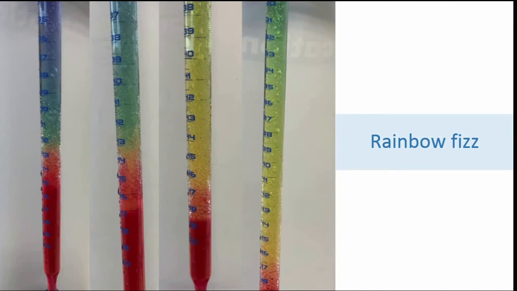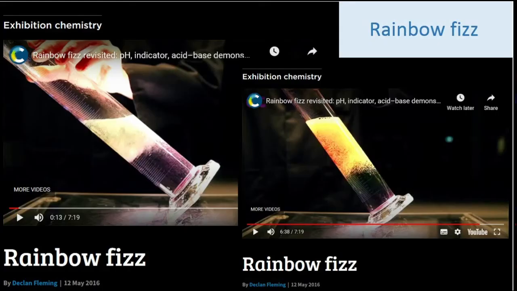Rainbow Fizz is another great demonstration that always goes down well with the students. Declan Fleming has it down to a fine art. In this demonstration, a solution of sodium carbonate is added to a tall container, such as a burette or measuring cylinder, containing dilute hydrochloric acid and a little universal indicator. As the two react, the rainbow and fizz makes a wonderful display with many points to discuss with your students.